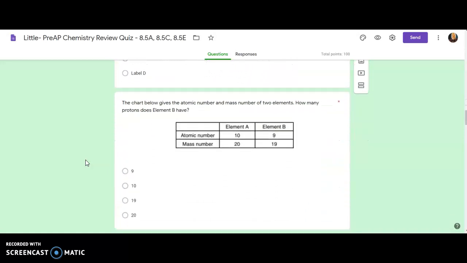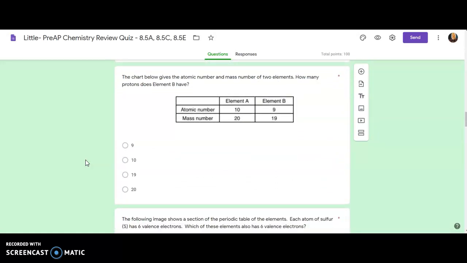Next question. The chart below gives the atomic number and mass of 2 elements. How many protons does element B have? Does it have 9 protons, 10 protons, 19 protons, or 20 protons? Remember, kids, 8-man is your friend. A equals P equals E.